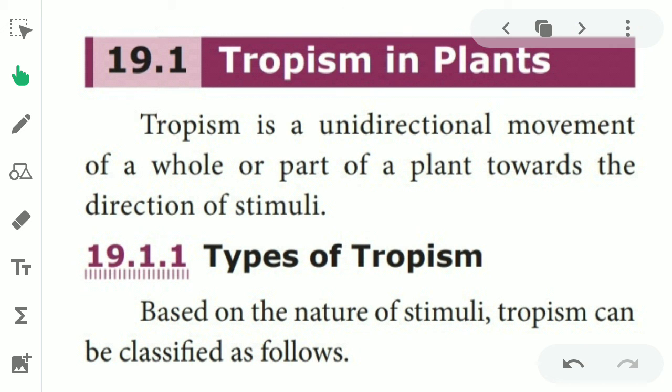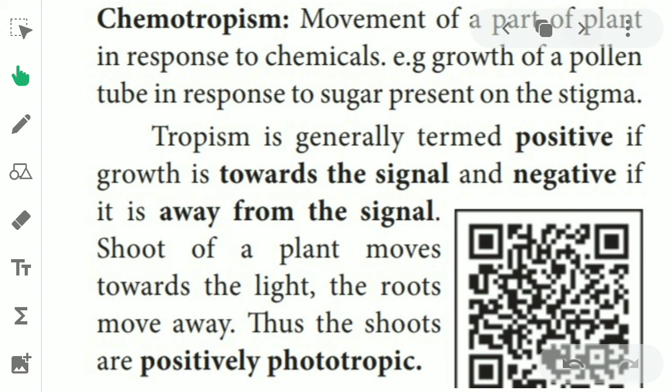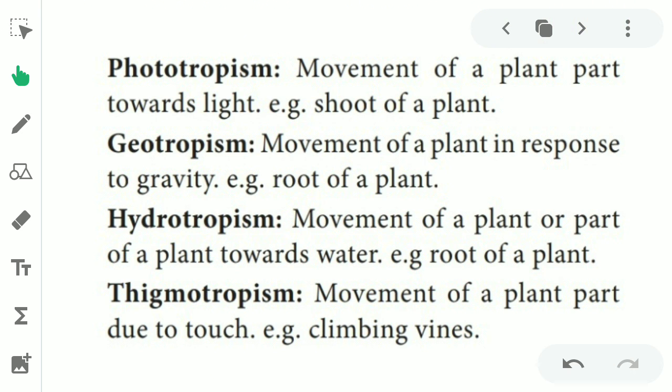Trophism. Trophism is a unidirectional movement of a whole plant or part of a plant towards the direction of a stimulus. Types of trophism. Based on the nature of the stimulus, trophisms are classified as follows: phototrophism, geotrophism, hydrotrophism, thigmotrophism and chemotrophism. First, phototrophism. Photo means light. Movement of a plant part towards the light is phototrophism. Example, the shoot of a plant.